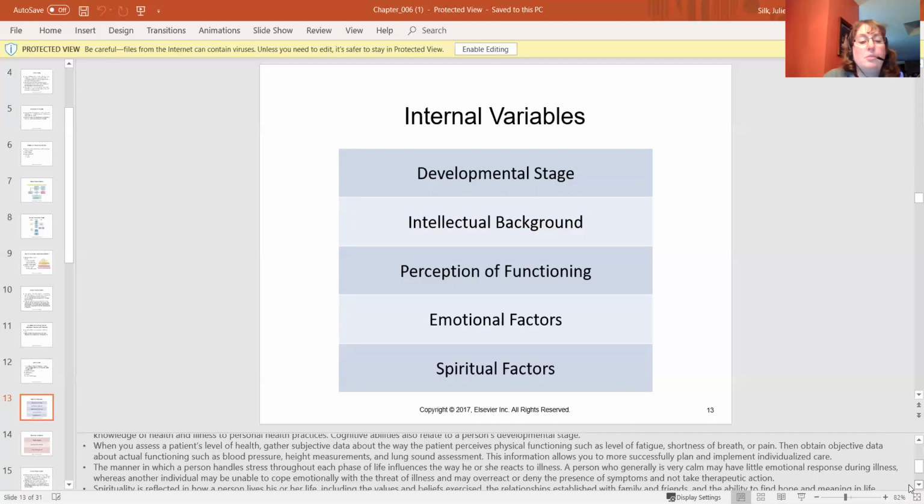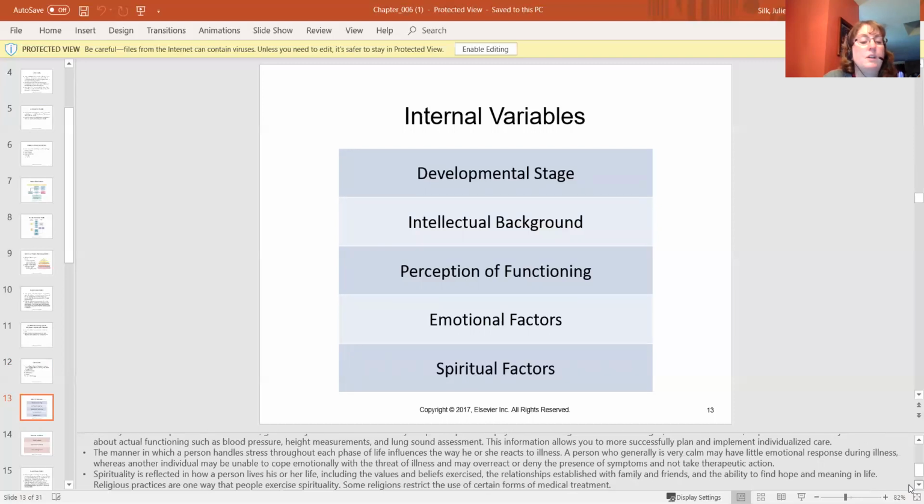So the manner in which a person handles stress throughout each phase of life influences the way he or she reacts to illness. A person who generally is very calm may have little emotional response during illness, whereas another individual may be unable to cope emotionally with the threat of illness and may overreact or deny the presence of symptoms or not take therapeutic action.